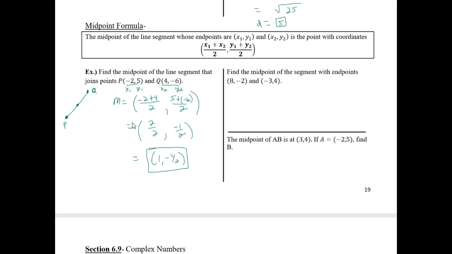Again, it is a coordinate, it is a point on that line. Why don't you go ahead and try the next two examples. The second one's a little bit different. You're given different information, so make sure you're reading it.